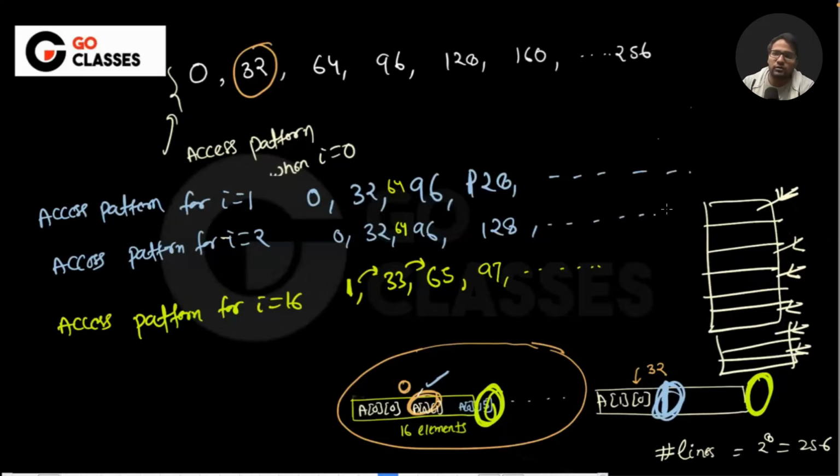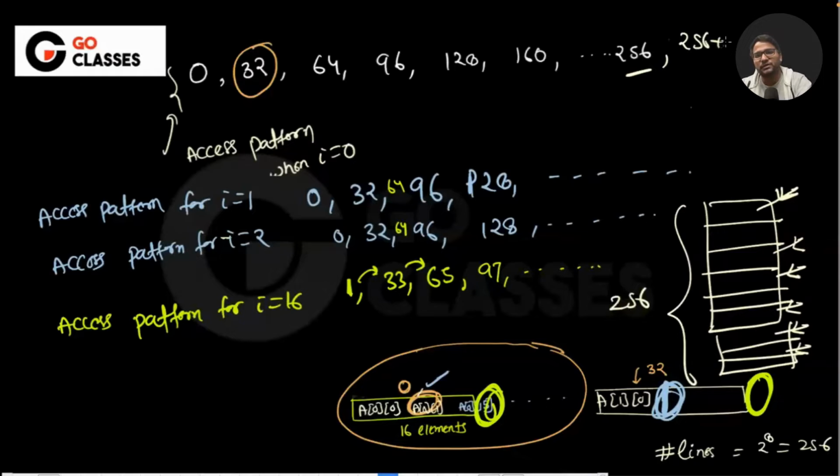Probably you can also tell me how many lines will get filled. If someone asks you for I equal to 0, how many lines will you fill? It is 32 to the power 3, I think 8 or 9 lines, right? If it is till 64, you are filling 3 lines. Till 256 you are filling 8 plus 1, 9 lines. Then it will keep on repeating.